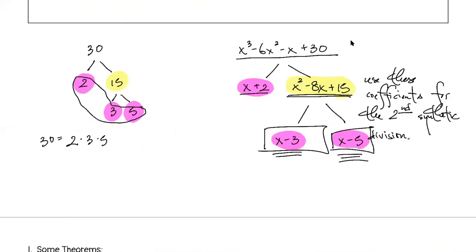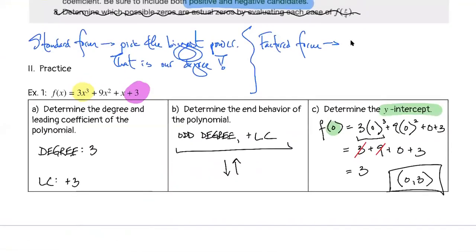But factored form, you're going to add the powers to find the degree. Okay, does that kind of clarify when you add the powers versus when you pick the biggest one?